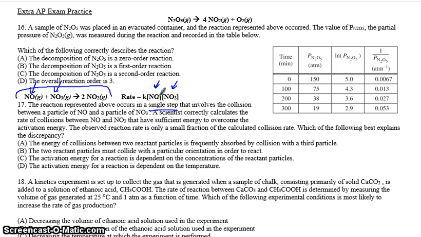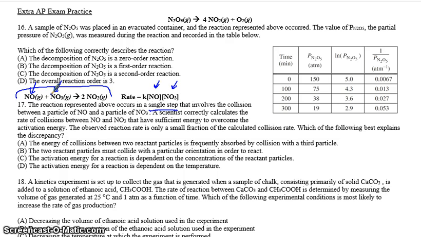Remember that the mechanism could be a number of different things. It could have been just NO reacting by itself. It could have been two NO3s reacting by themselves. But the rate law tells us that both of these are involved directly in the collision. And that's what the scientist says. Here it says the scientist correctly calculates the rate of collision between these two that have sufficient energy to overcome the activation energy. The observed reaction rate is only a small fraction of the calculated collision rate. Which of the following best explains the discrepancy? So remember, the activation energy is how much energy these must have when they collide with each other in order to react.